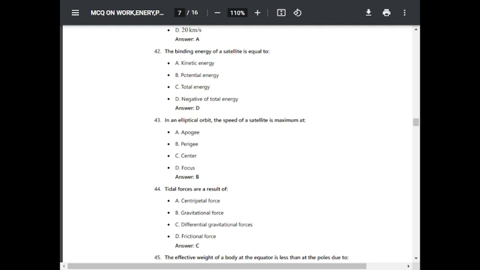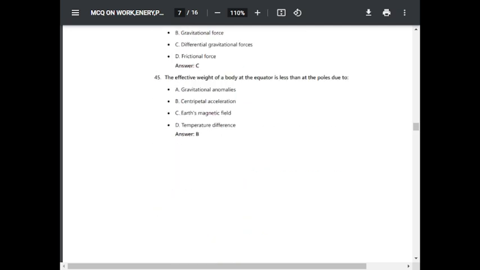Question number 44. The tidal forces are the result of: option A, centripetal force; option B, gravitational force; option C, differential gravitational force; option D, frictional force. The correct answer is C, differential gravitational forces. The tidal forces are differential gravitational forces. Option C is correct.